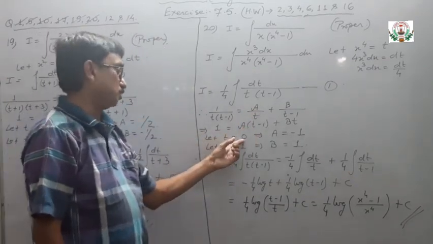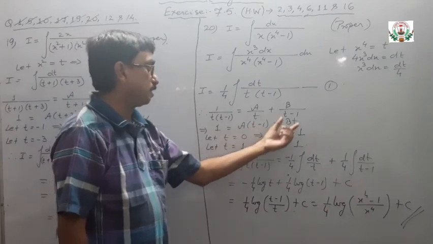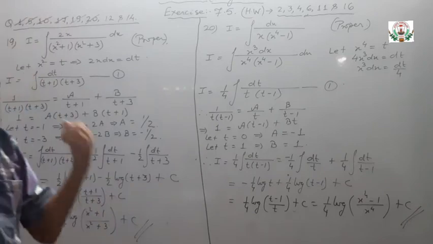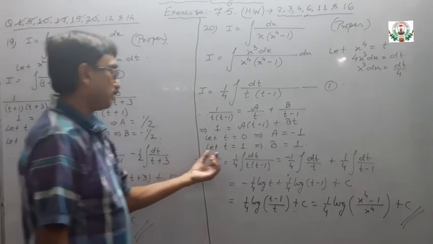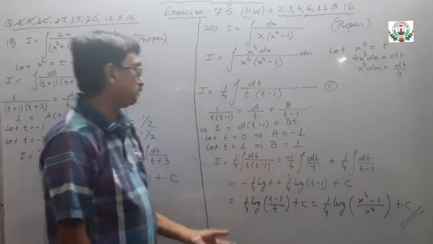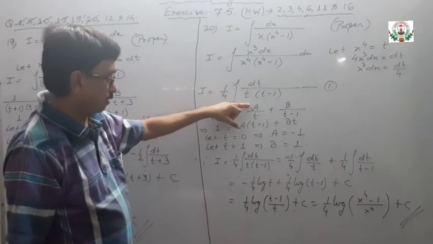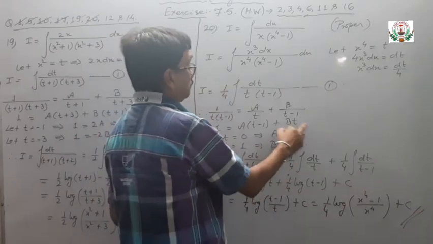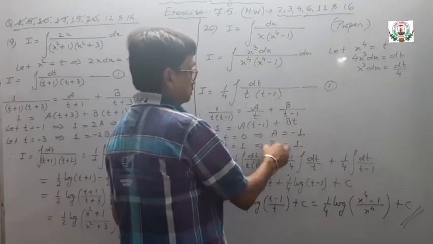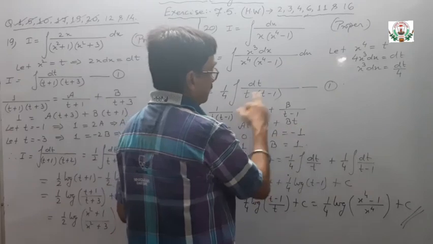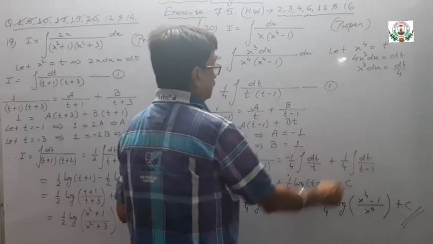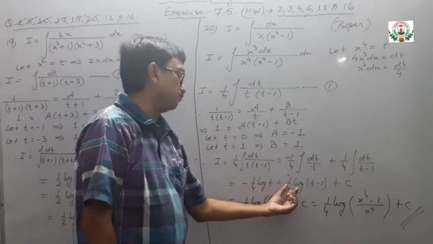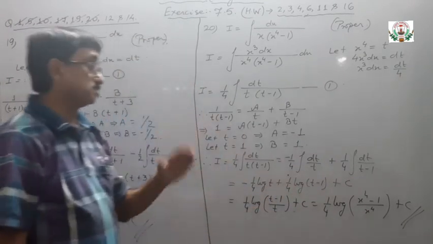If we take t equals 0, we will get the value of a as minus 1. And the second linear factor is t minus 1, so here we will take t equals 1, and we will get the value of b equals 1. We will substitute the value of a as minus 1, so as it is here 1 by 4, so minus 1 by 4 dt by t, and the value of b is 1, so 1 by 4 b will come, and integration dt upon t minus 1. So in the same way, minus 1 by 4 log t plus 1 by 4 log t minus 1 plus c.